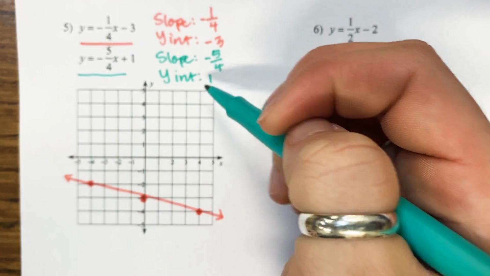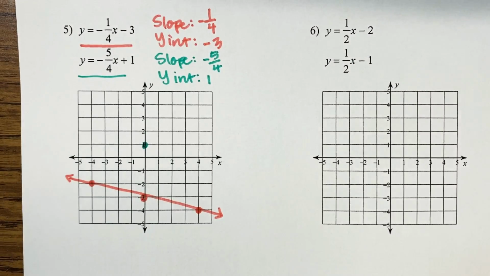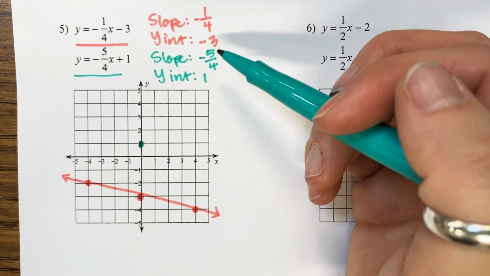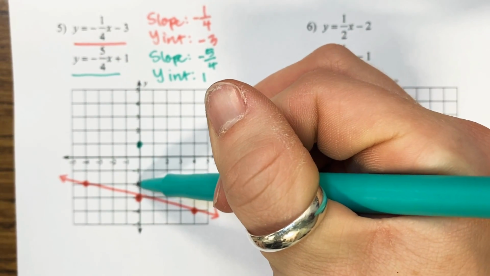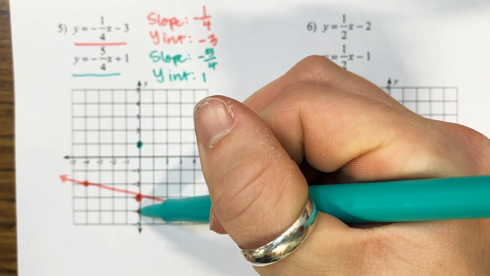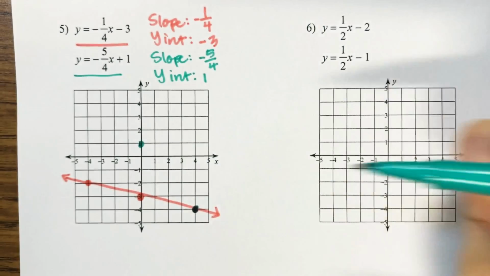Okay, so starting with my y-intercept, so my point 1 on my y-axis right there. And my slope of -5/4. So I'm going to go down 5. 1, 2, 3, 4, 5. And over 4. 1, 2, 3, 4. And there we go.